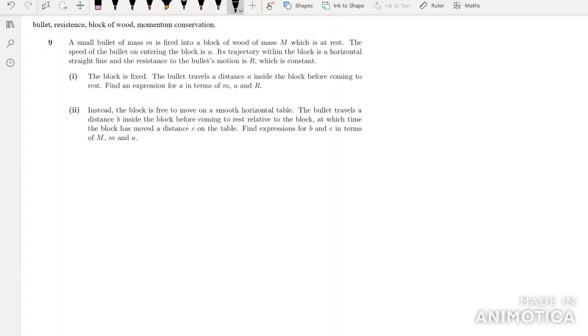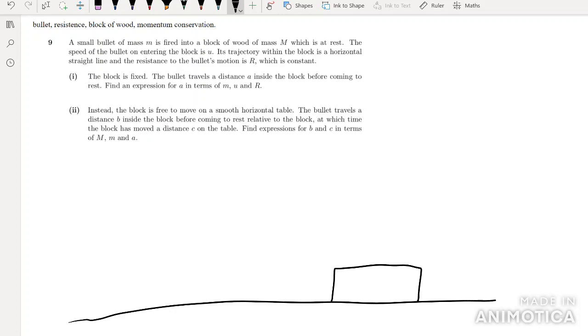Like all mechanics questions, the first thing I'm going to do is quickly draw out a beautiful diagram. Art is not my strong suit. So we've got a small bullet. That's M. And it's at rest. The speed of the bullet on entering the block is U. Okay, so we've got U. In fact, I'm going to make a small change here because we've got the bullet entering the block, so we want to show it's right next to the block at first. So we've got this guy going that way at U.